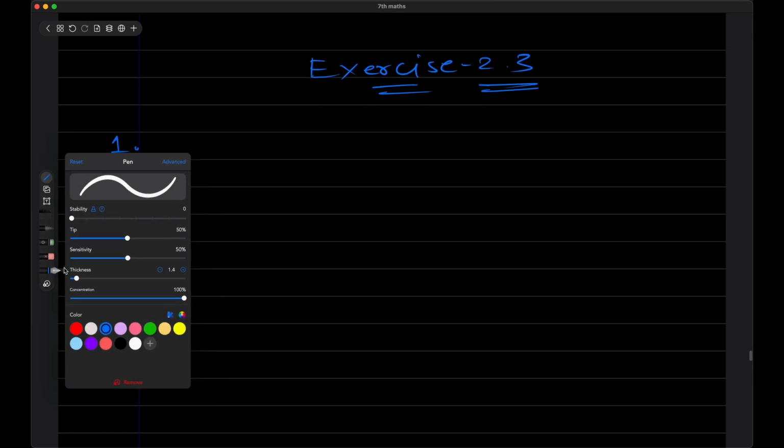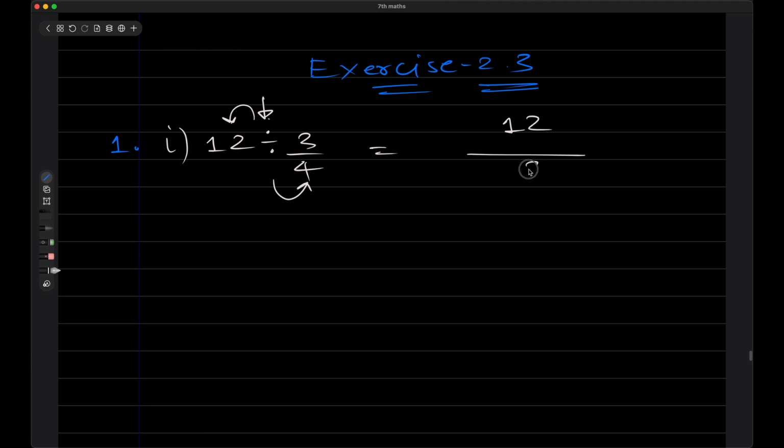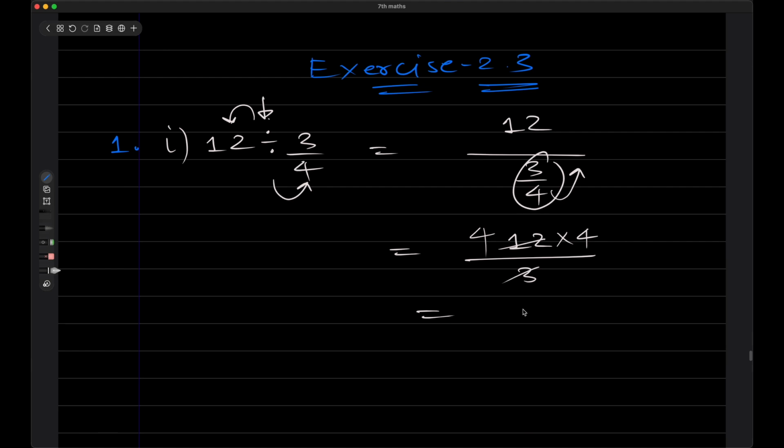Question number 1, we have to find the division. First, 12 divided by 3 by 4. Starting from the division line, write the left side above the division line and the right side below the division line, that is 12 and 3 by 4. Now for all the fractions, send the denominator to the opposite side: 12 as it is, 3 as it is, send 4 to the opposite side of the division line, that is equals to 4 into 4 is 16.